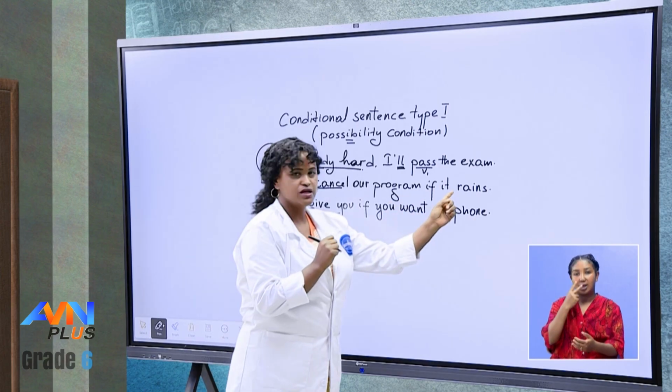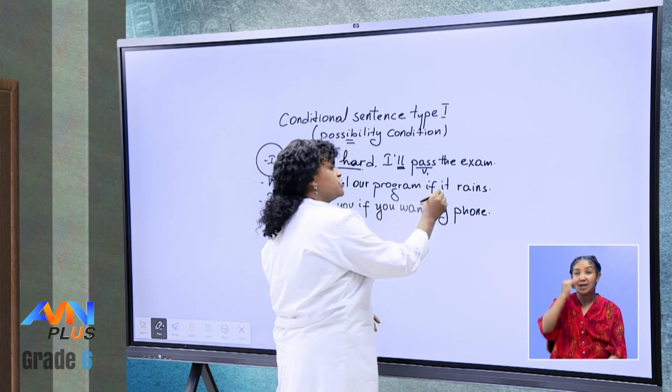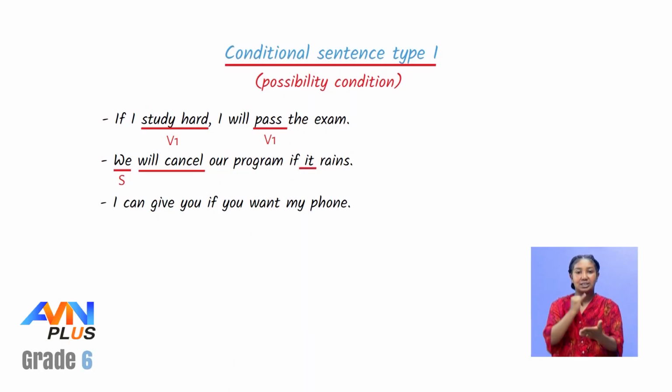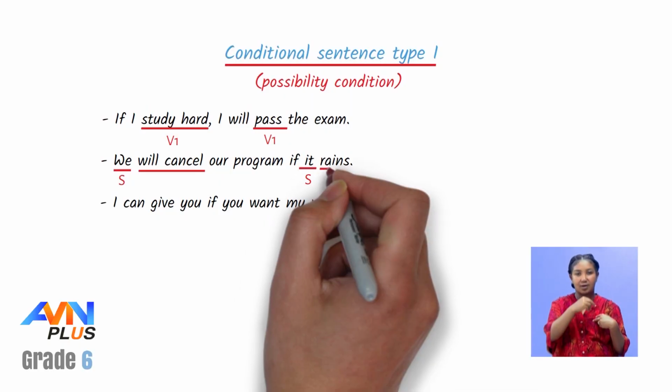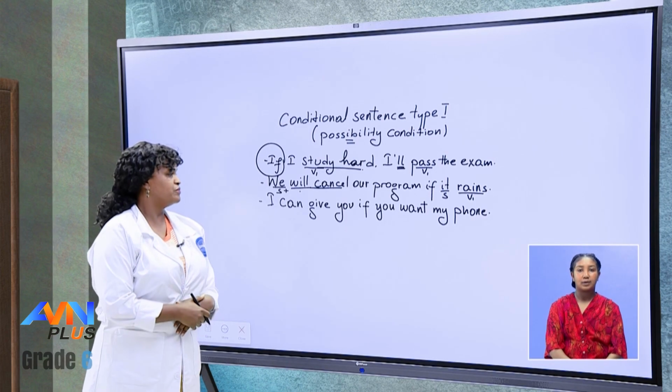Let's come here. The condition. Why do we cancel? If it rains. It is our subject. Then we have the verb 1 form. Simple present. Yeah? Okay, let's come here.